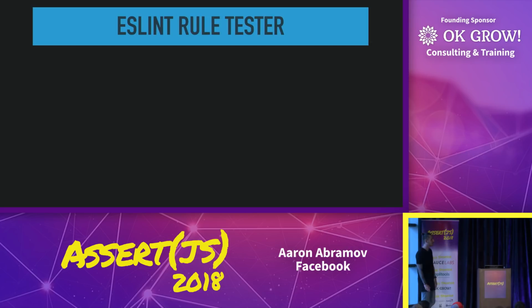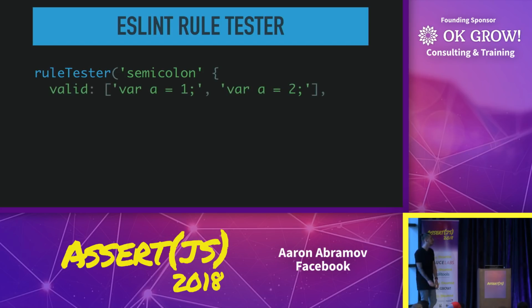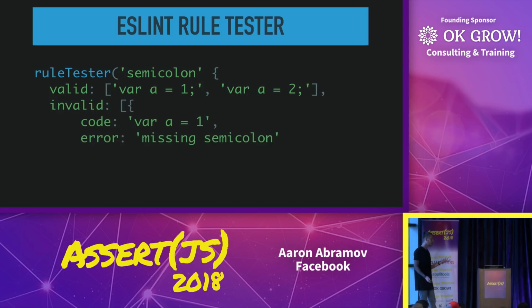And it's a great utility library that you can use just to write tests for your ESLint rules. What it looks like is there's a function called Rule Tester, and you pass the name of your rule into this function, and then it takes an object with two properties. The first property is valid code snippets. It's an array of code snippets that should not throw any warnings or errors with this rule. And the second property is invalid, which is an array of invalid code snippets and the message that it expects to get.